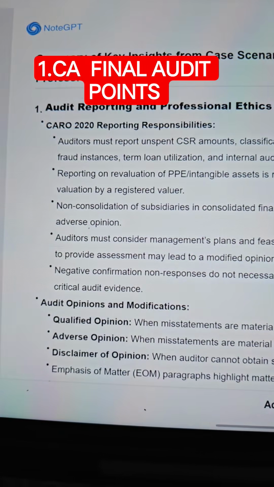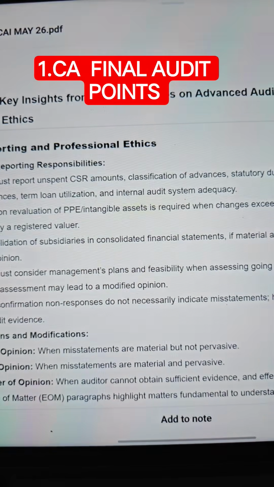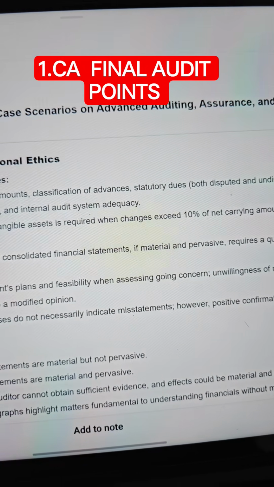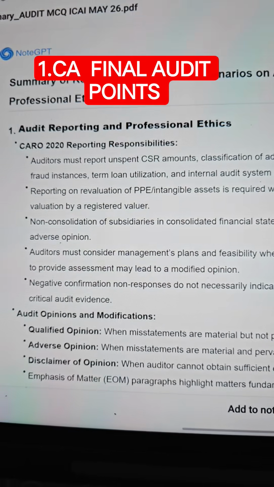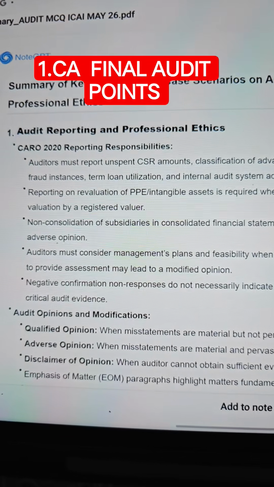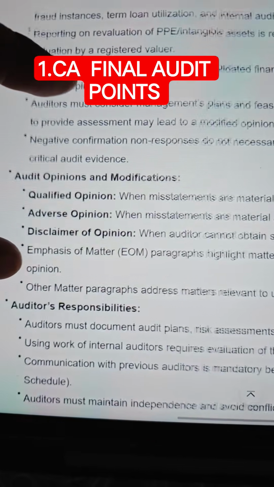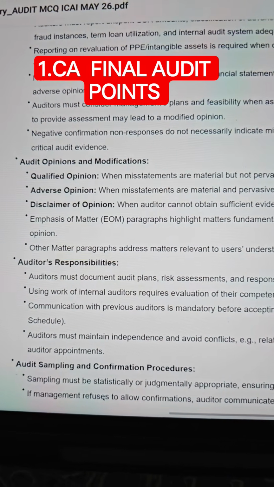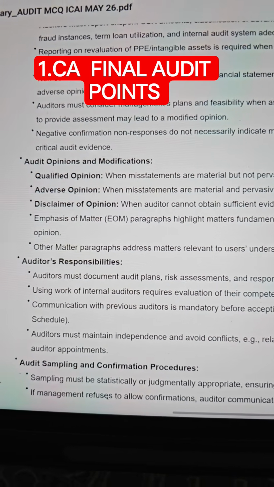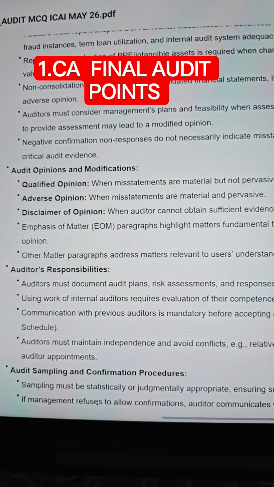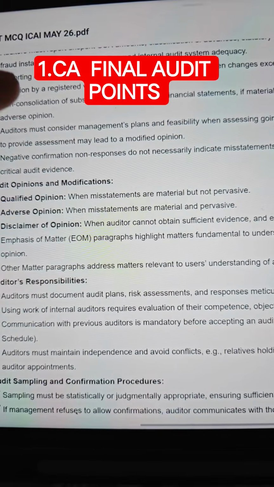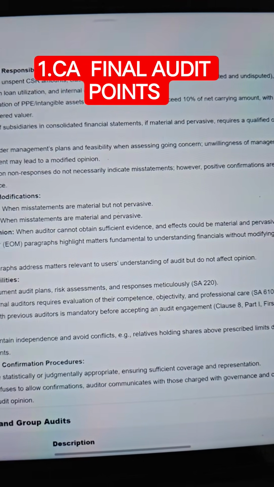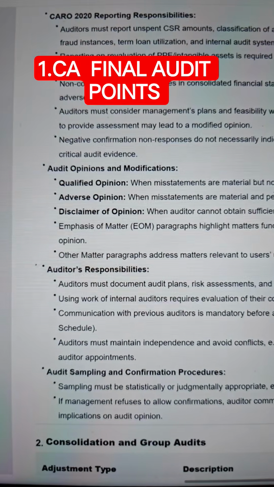Okay, and the auditor must consider the management plan and its feasibility when assuming the going concern, and unwillingness of the management to provide an assessment leads to a modified opinion. Next, what are the types of opinion? Qualified opinion when there is a misstatement that is material but not pervasive, and adverse opinion when there is a misstatement that is both material and pervasive, and disclaimer when unable to obtain sufficient appropriate audit evidence. Okay, in both it could be material and pervasive. These are the reporting requirements.